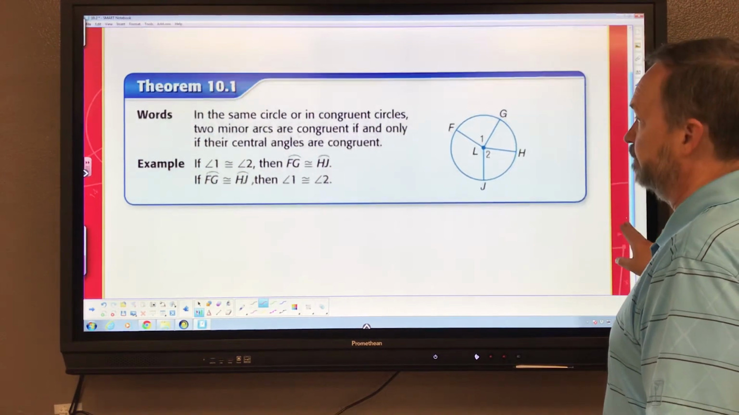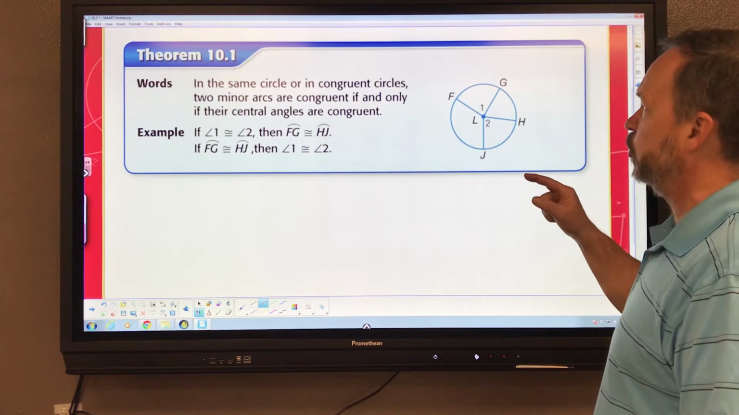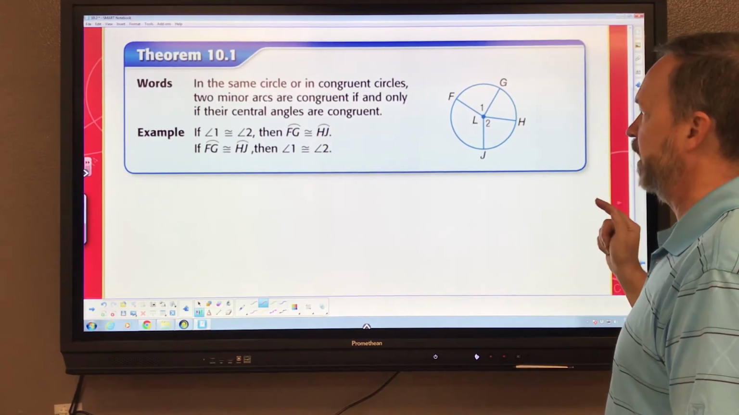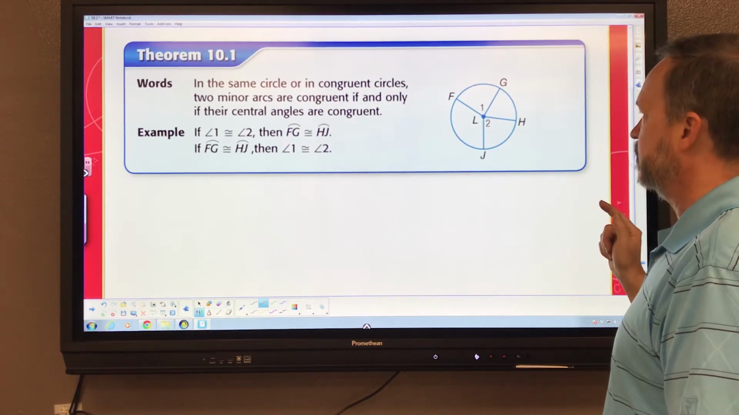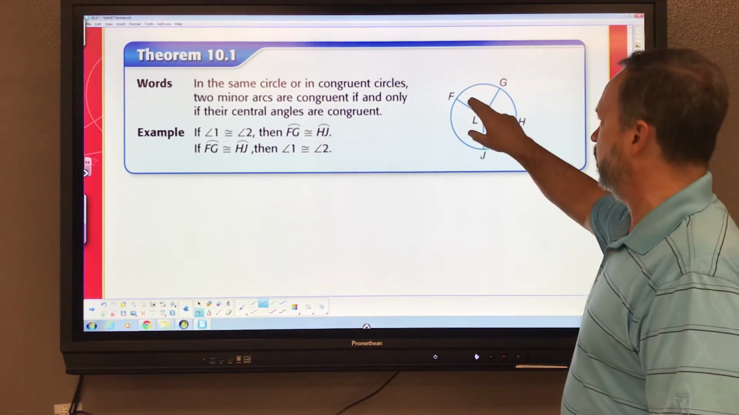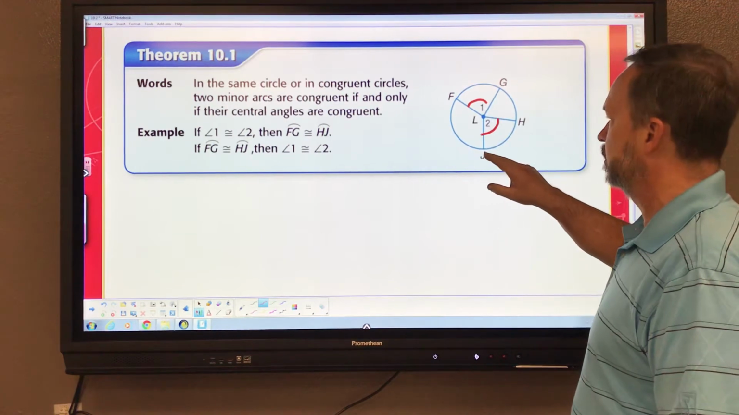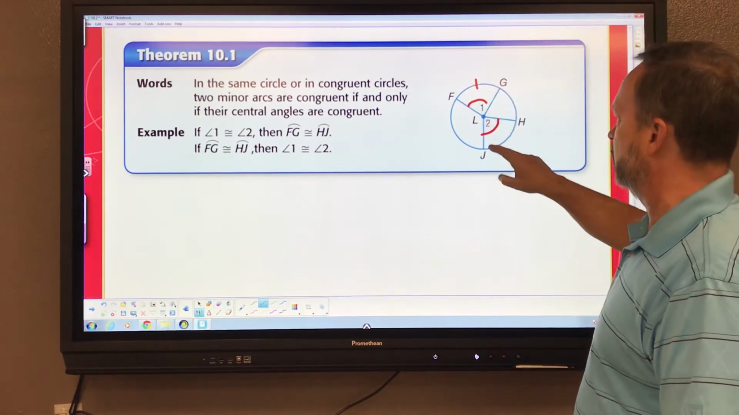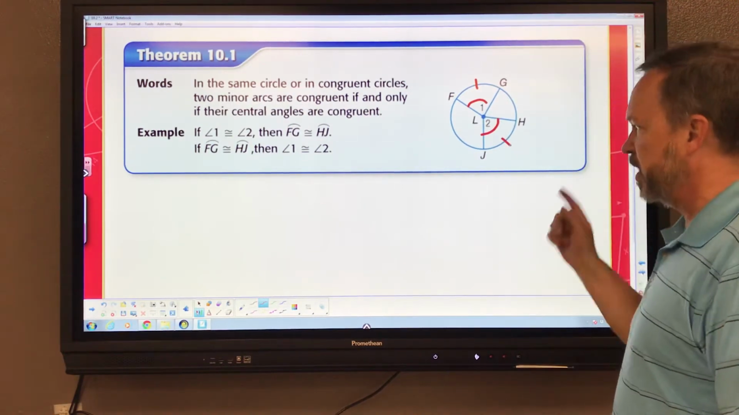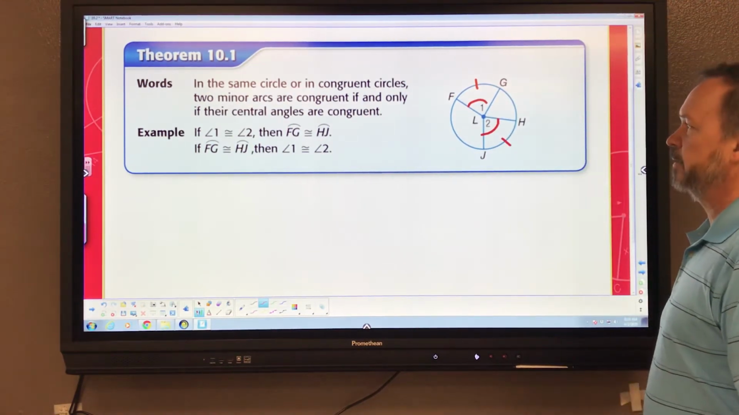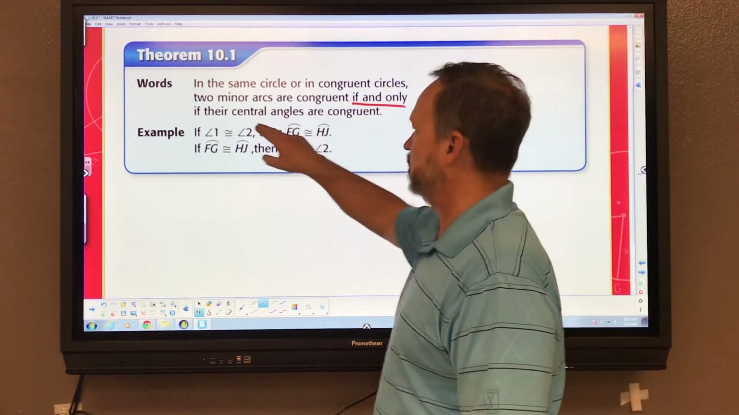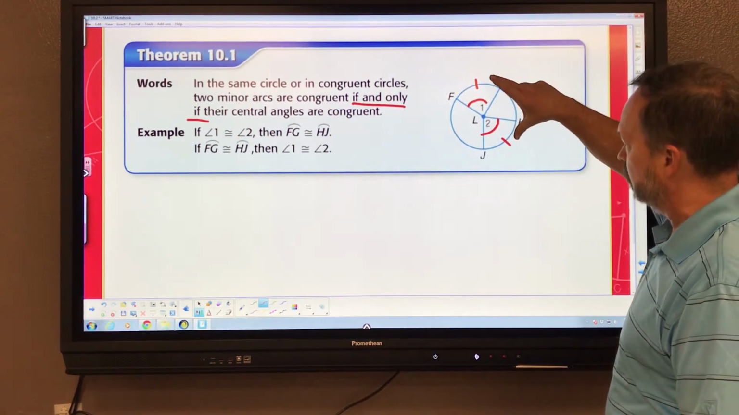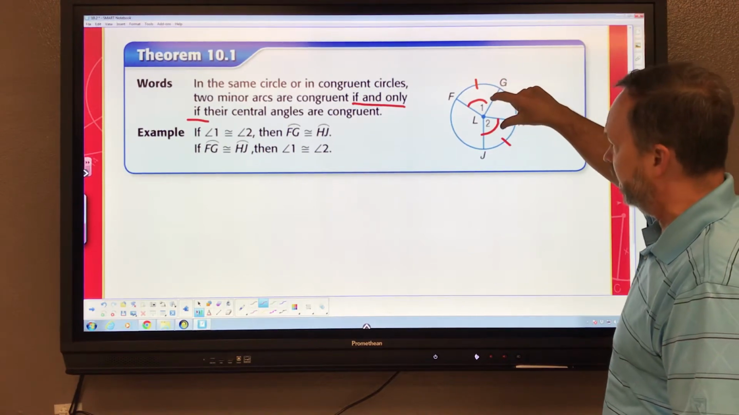this little theorem. It says in the same circle or in congruent circles, two minor arcs are congruent if and only if their central angles are congruent. So if angles 1 and 2 are congruent, then what we know is this arc is congruent to this arc. In the same circle, that's how that would work. And we've got the if and only if, which means it works both ways. So if we have the two angles congruent, then the two arcs are congruent. If we have the two arcs are congruent, then the two angles are congruent.